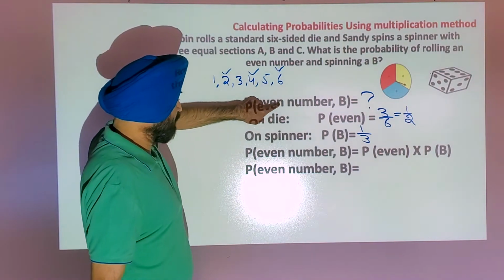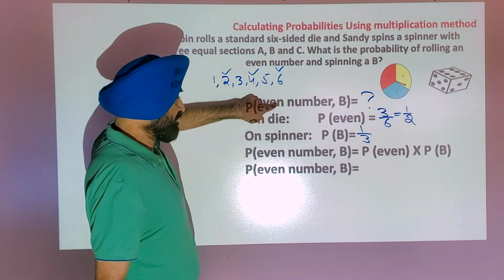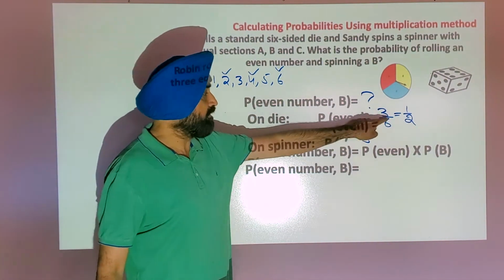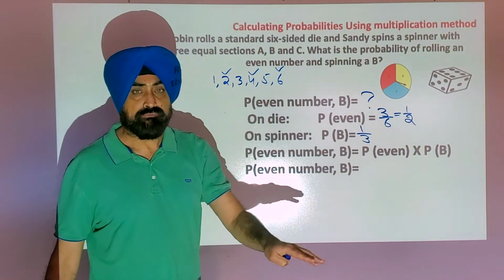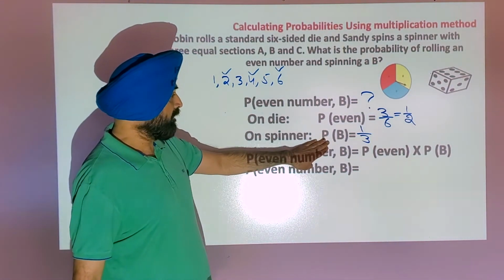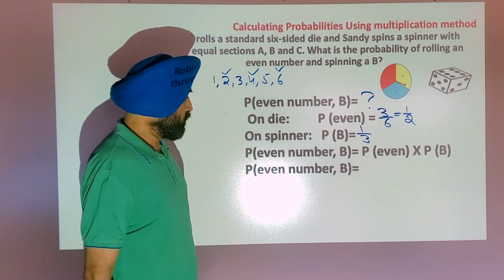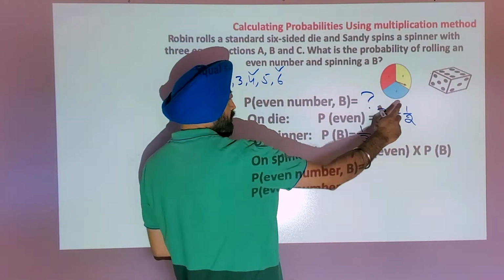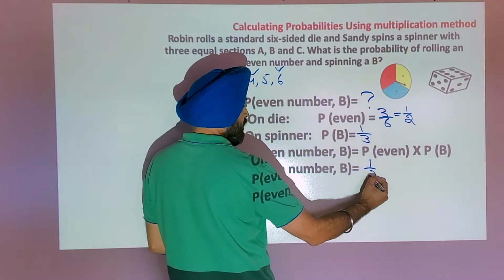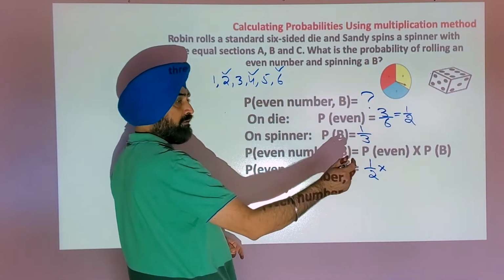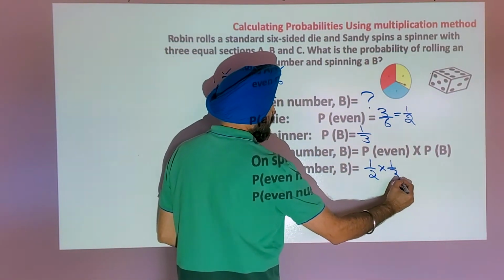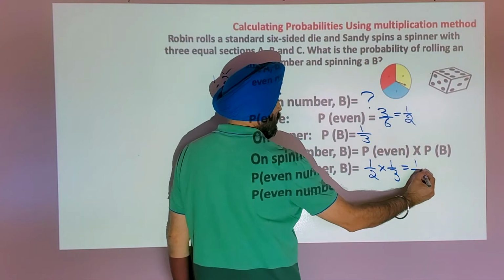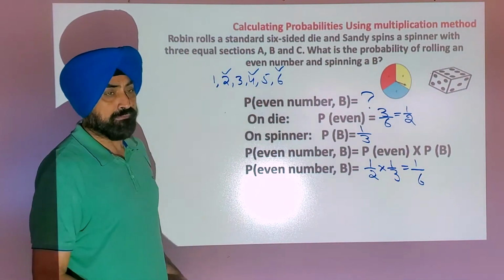So when we are finding the probability, we find the probability that an even number comes separately, and then the probability that B comes. This is 1 over 2 for the die, and 1 over 3 for B on the spinner. So what we do? We multiply both. 1 over 2 times 1 over 3. Multiply top by top, bottom by bottom. 1 times 1 is 1 and 2 times 3 is 6. So 1 over 6 is the probability.